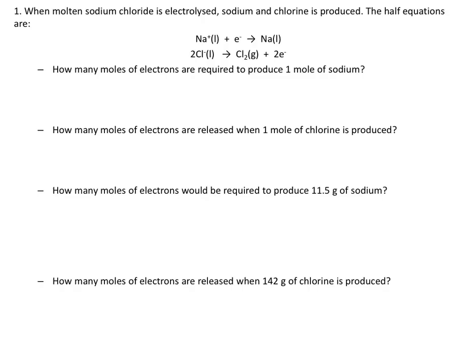Typical question, but it starts off quite nice and straightforward. So we've got molten sodium chloride, and we're electrolysing it, producing, unsurprisingly, sodium and chlorine. It's not an aqueous solution, so we don't need to worry about any other ions. The only ions we have in there are sodium and chloride.